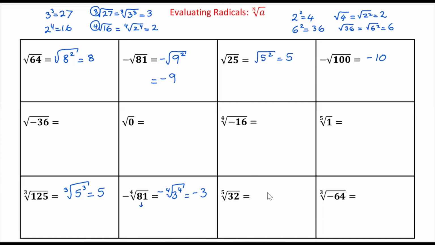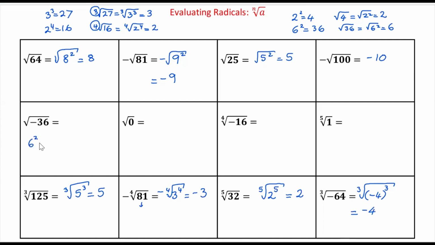Fifth root of 32. 32 is 2 to the fifth power. Therefore, the fifth root and fifth power will undo each other, so the answer will be 2. How about the cube root of negative 64? Negative 64 is negative 4 cubed. So we take the cube root of negative 64, which is negative 4 to the third power. So the cube root and cube cancel out. We find negative 4.